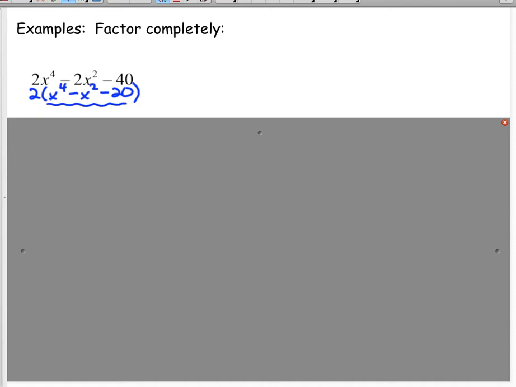This is a trinomial. And remember that how we factor trinomials is we look to see what multiplies to be the last term, what multiplies to be negative 20, but what adds to be 1. Well, what does multiply to be 20 and add to be 1? Negative 5 and positive 4. So what's going to go here is a negative 5.